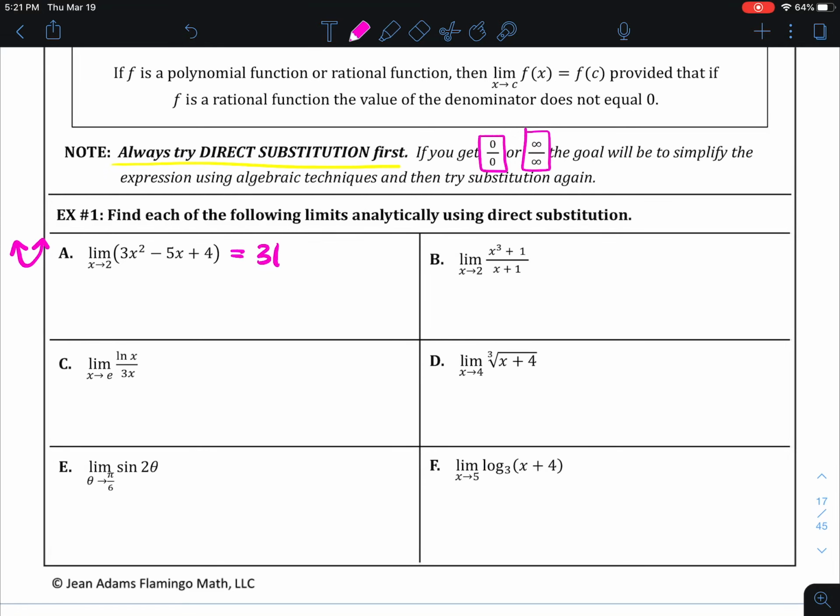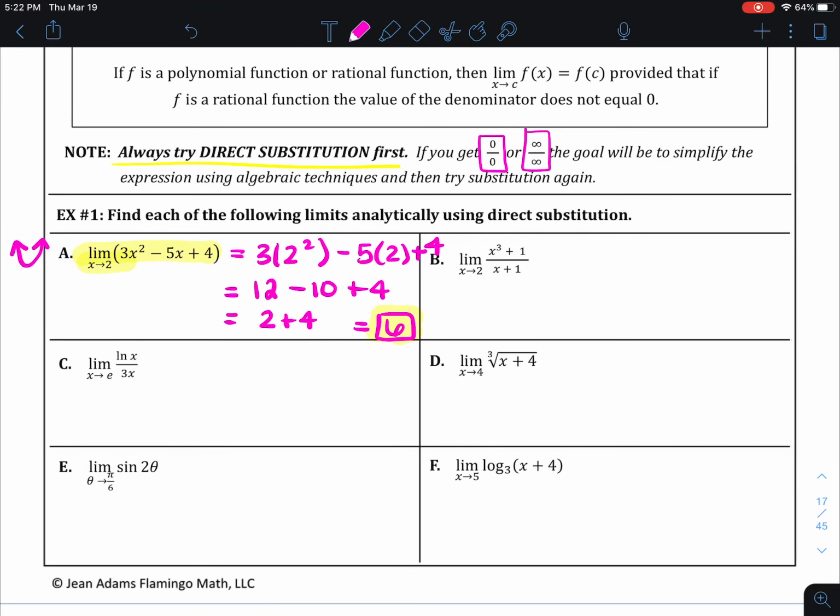So we're going to do 3 times 2 squared minus 5 times 2 plus 4. Now, if this were a free response question, you wouldn't have to simplify it, but we can do this math. So 3 times 4 is 12 minus 10 plus 4 equals 2 plus 4 equals 6. And so therefore, the limit as x approaches 2 of 3x squared minus 5x plus 4 is 6.